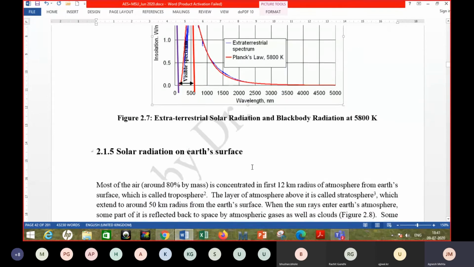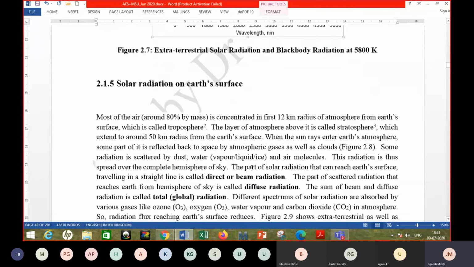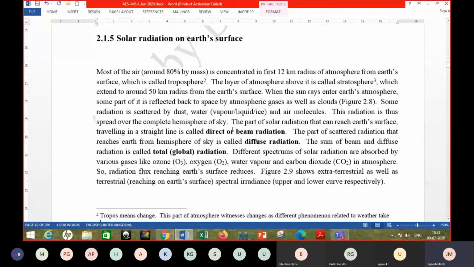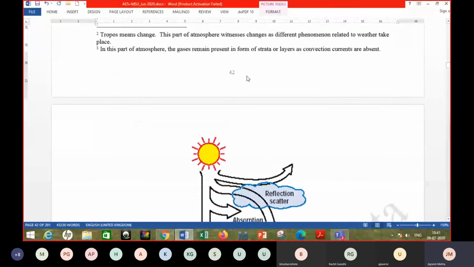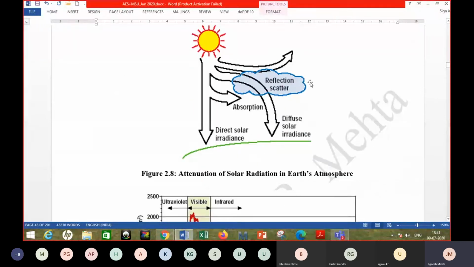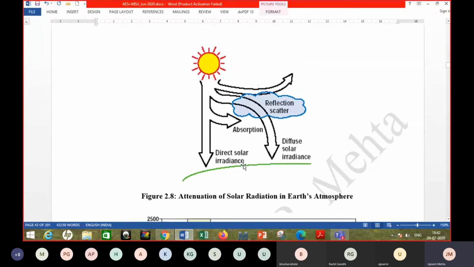Now this is what is available outside Earth's atmosphere. Most of the time you are not going to collect it outside Earth's atmosphere unless it is a space application. You are going to collect it on the surface of the Earth. Now what happens is that the solar radiation starts entering Earth's atmosphere, and different phenomena or attenuation occur inside the atmosphere. That is shown with this schematic diagram.